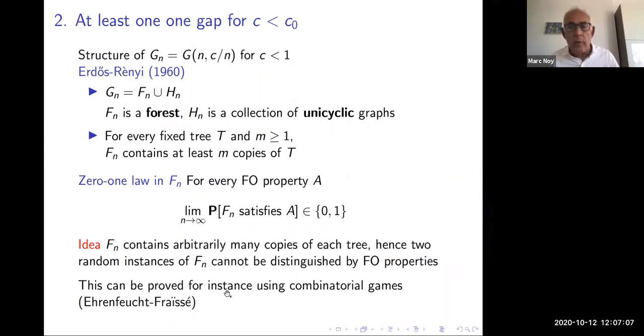If you are not familiar, I'm sure that in this community many of you will be familiar with these combinatorial games, which are a basic ingredient of finite model theory. But this is the intuition behind it. So here, when restricted to the forest, the limiting probability is either 0, it's almost surely false, or 1, it's almost surely true.